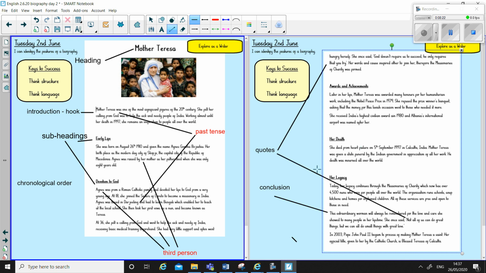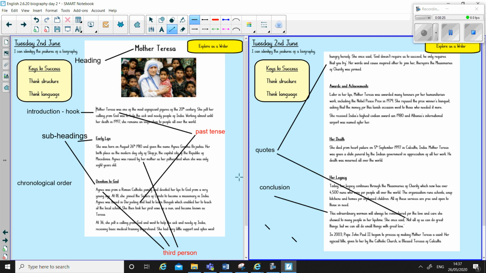Only other thing is feelings. Often you get feelings in a biography. Oops, I keep putting the line in instead of the word. Feelings. So how she felt about things. That also gives you a sense of the person, doesn't it? She refused this banquet. She didn't want to do it. She didn't think it was right. That's her feelings. She felt it wasn't right. She felt she had a calling. So that's her feelings. Again, it helps us to know a little something about the person. So we've got past tense, third person, and feelings. That's some of the language.